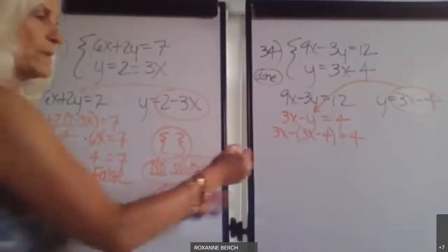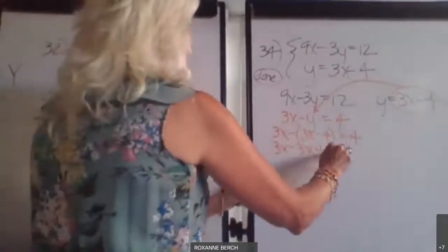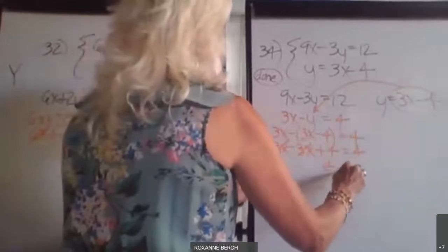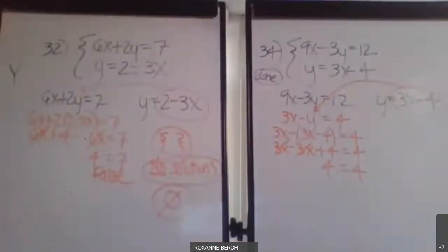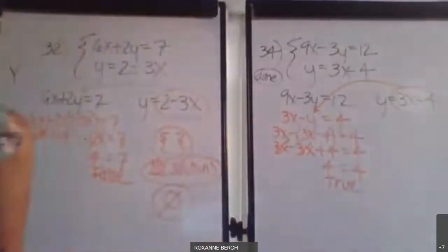So you're going to make sure you distribute. So this would be 3x minus 3x plus 4 equals 4. So what do you get? Is that true or false? True. And so watch how they write the solutions.